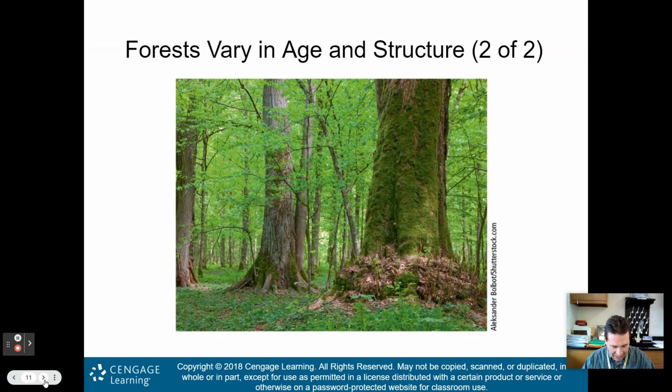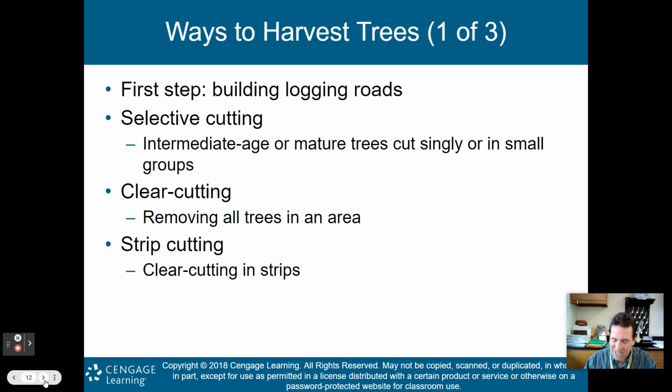So what are we looking at here? This is an old growth forest in Poland. Believe it or not, we have no old growth forests left here in the United States, and I'm going to show you a chart on that in just a bit.